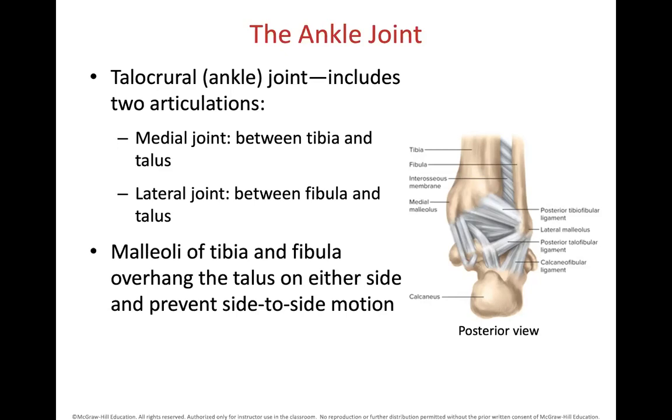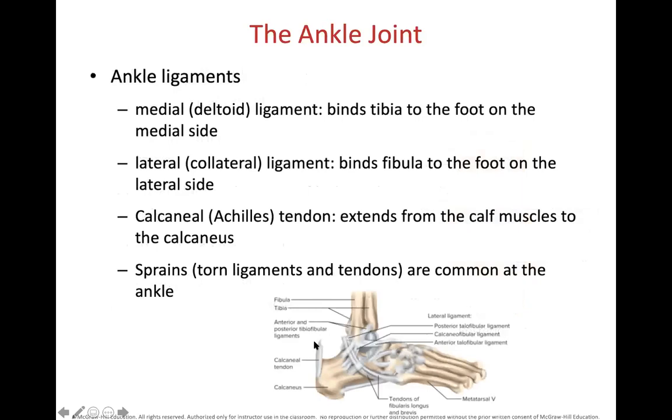There's a few ligaments that you'll need to know. So the important ligaments, you have, again, a medial and lateral, right, on the inside as well as the outside. The medial ligament is also called the deltoid ligament. It's going to bind the tibia to the talus. The lateral or collateral ligament is going to bind the fibula to the talus. So lots of medial and lateral here because we're talking about those two bones.